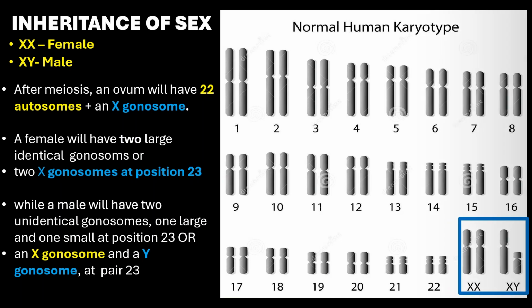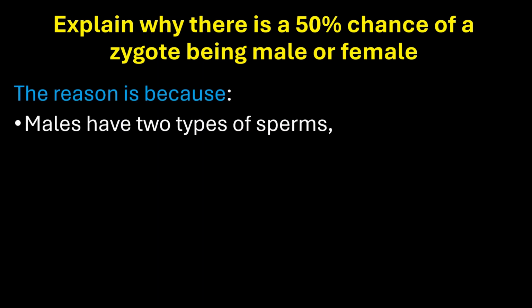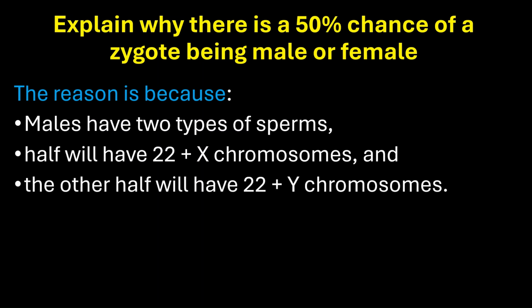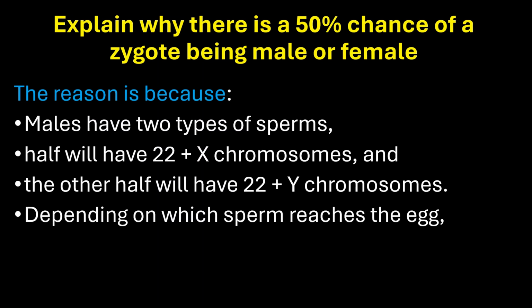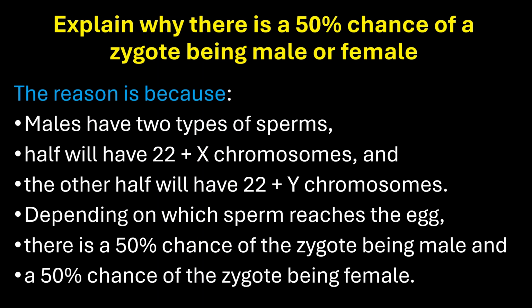Now, these chromosomes, position 23, are what is called gonosomes. So explain why there's a 50% chance of a zygote being male or female. The answer is because males have only two kinds of sperm. Half will have 22 plus X chromosome. The other half will have 22 plus Y chromosome. Depending on which sperm reaches the egg, there's a 50% chance of the individual being male and a 50% chance of the individual being female.